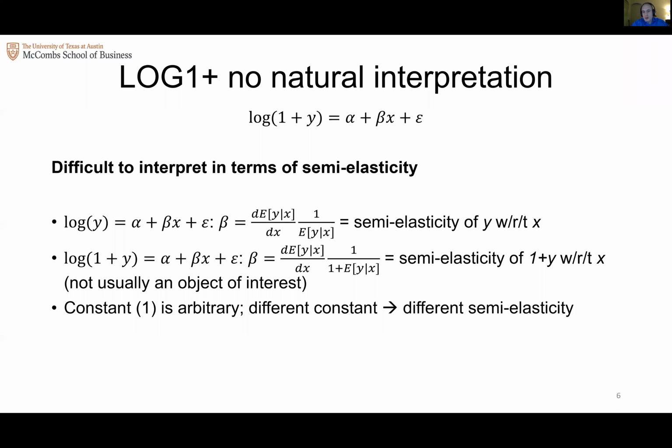Of course, this constant 1 is arbitrary. You could put in a different constant. You could put in 0.01 or you could put in 10, and that's going to change the semi-elasticity, but not in ways that are necessarily going to make them any more or less meaningful. So anytime we're adding a constant, we're going to lose that nice natural semi-elasticity interpretation. So let me pause here for a second. Are there any questions?